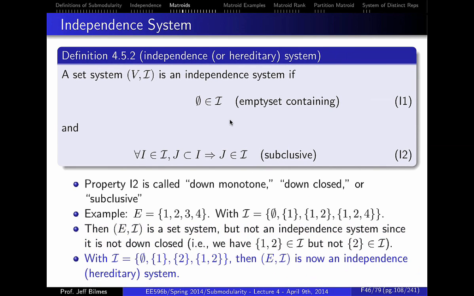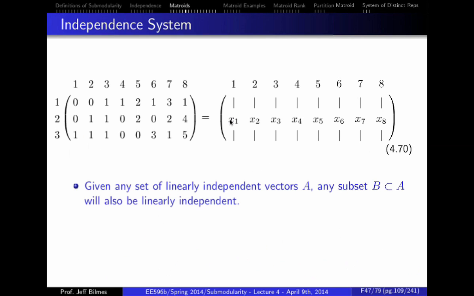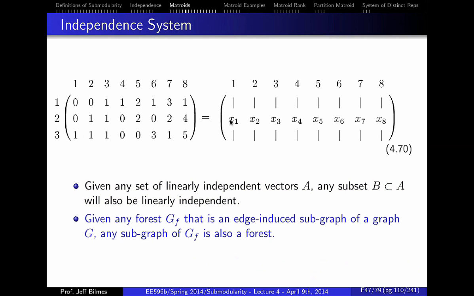What about this? Is this a set system? Is it a hereditary system? Yes. So this is an independent system, a hereditary system. Clearly, if you have linearly independent sets of vectors, then any subset is linearly independent. So linearly independent sets of vectors are set systems.